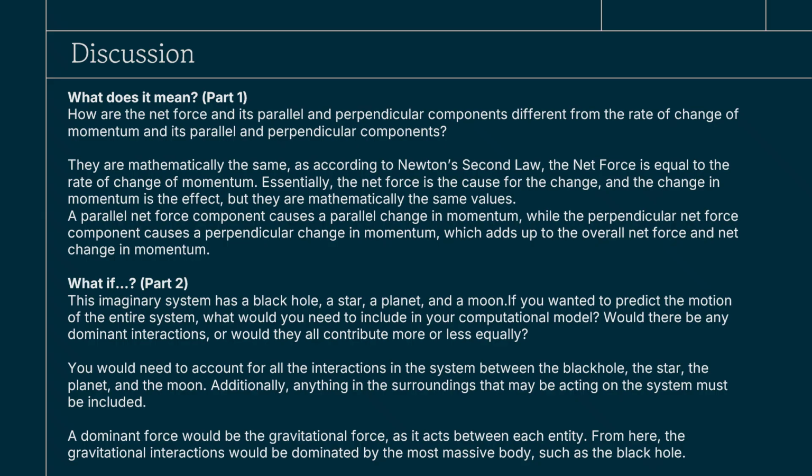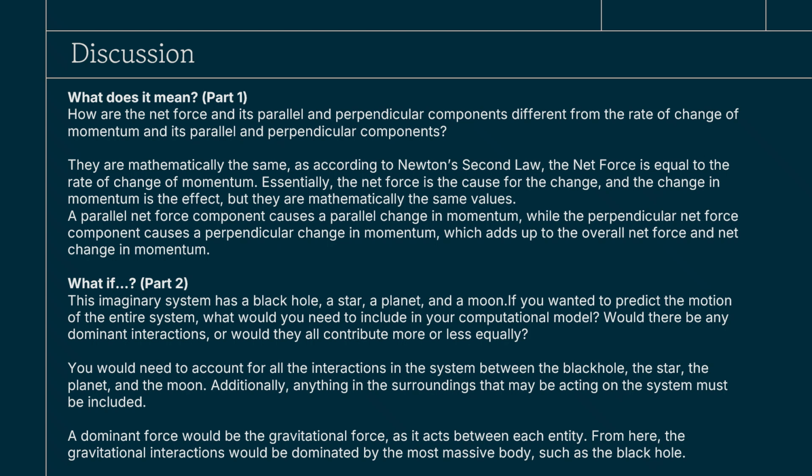And for the discussion, what does it mean? How are the net force and its parallel components different from the rate of change of momentum? Mathematically they are the same, as according to Newton's second law, the net force is equal to the rate of change of momentum. Essentially, the net force is the cause for the change, and the change in the momentum is the effect, but they're mathematically the same values, and this is the same for the components: the parallel net force component causes a parallel change, and the perpendicular component causes a perpendicular change.